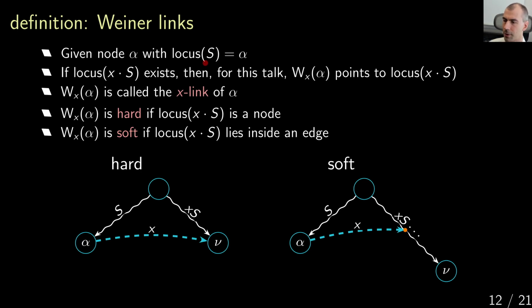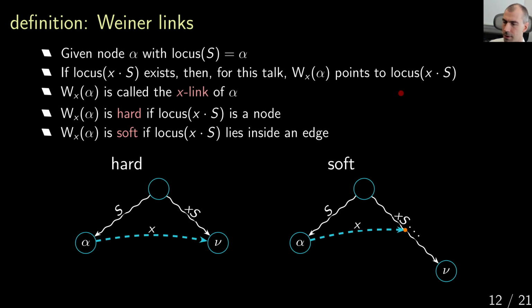For that, we have already defined what a locus is. If it happens that the locus of a string is equal to some node, let's call it alpha, and if the locus of some letter x prepended to the string s exists, then we create the so-called Weiner link, which we call an x-link, because it takes the x and points from alpha to this locus.